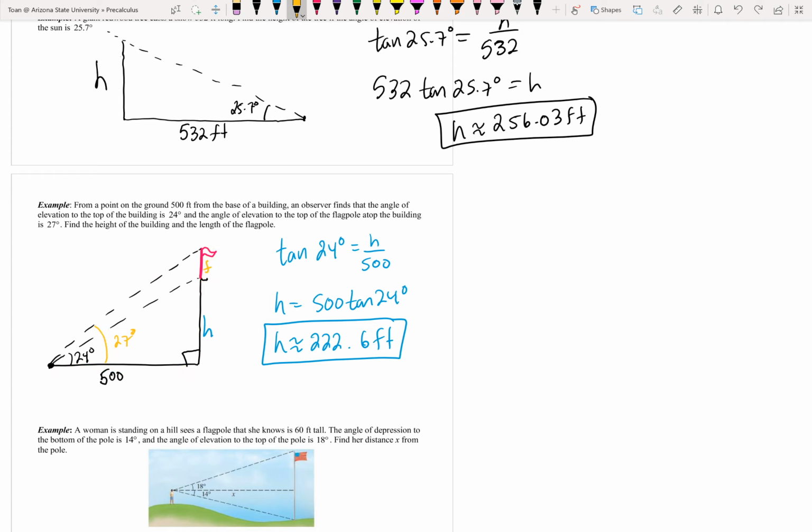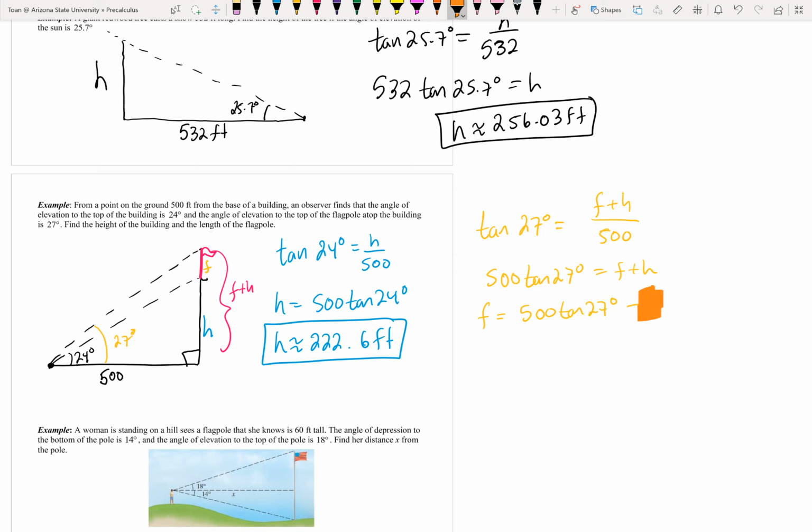So let's write down the true statement. Tangent of the angle 27 degrees equals the opposite side. Now again, the opposite side is F plus H, so this will equal F plus H over the adjacent 500. And then you just go ahead and solve for F. So I'm going to multiply both sides by 500, and then to solve for f, you subtract the h. So f equals 500 tan of 27 degrees minus h.